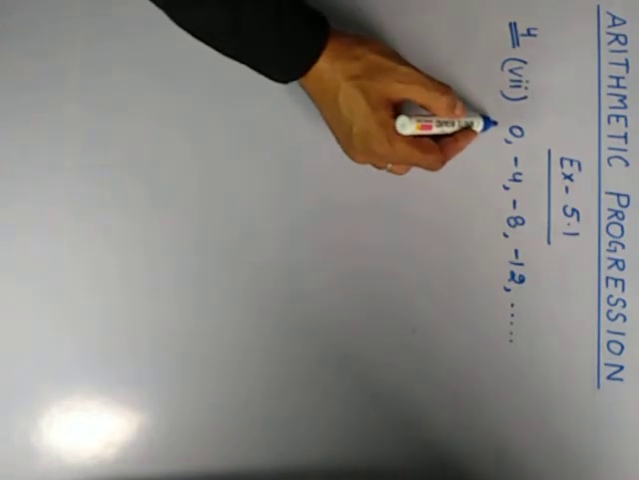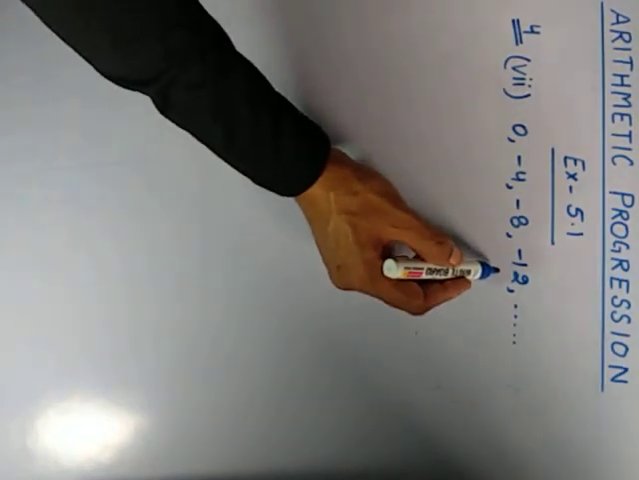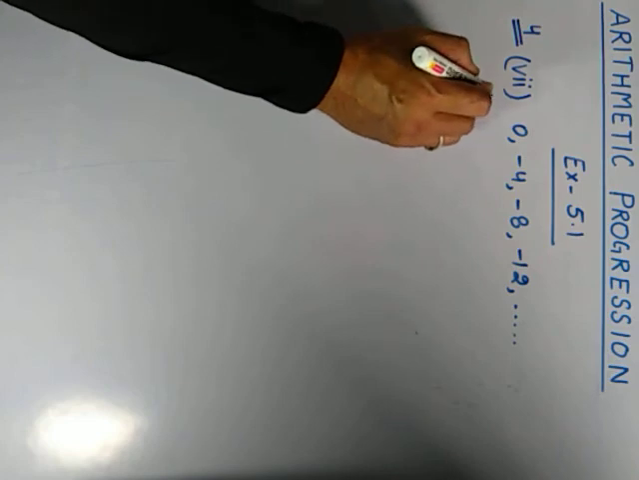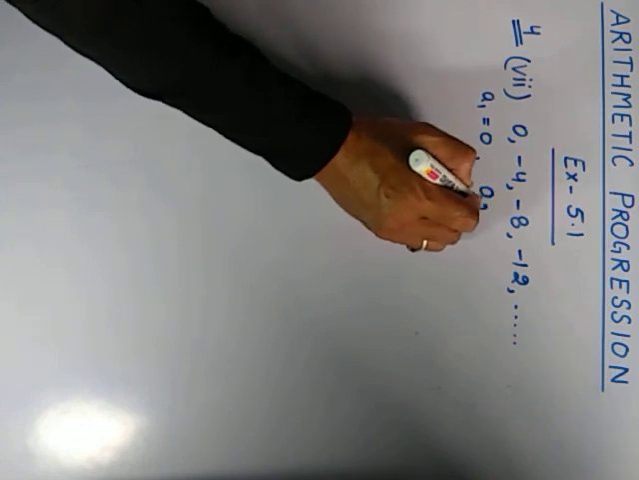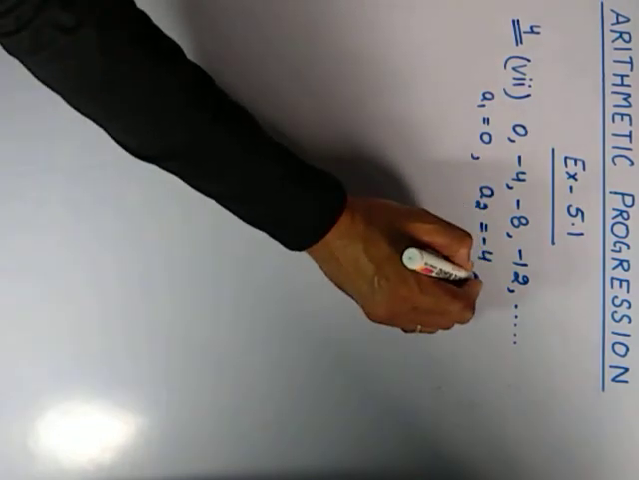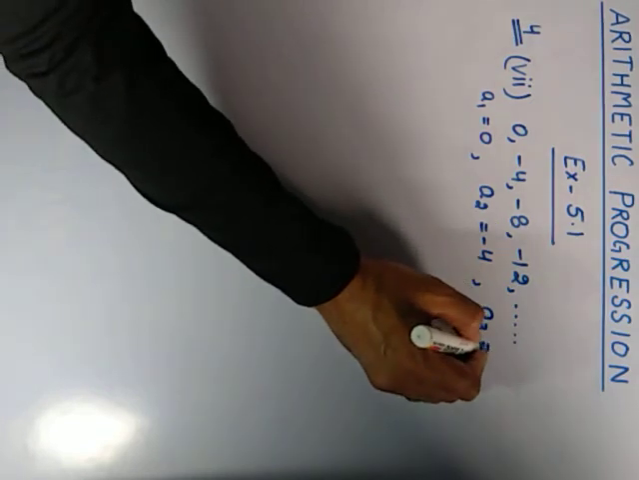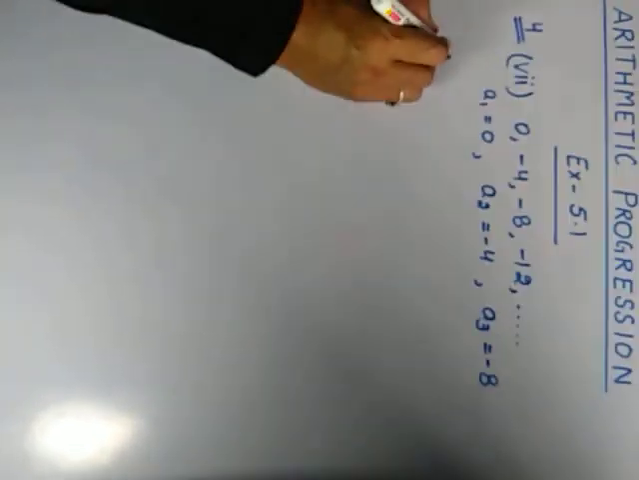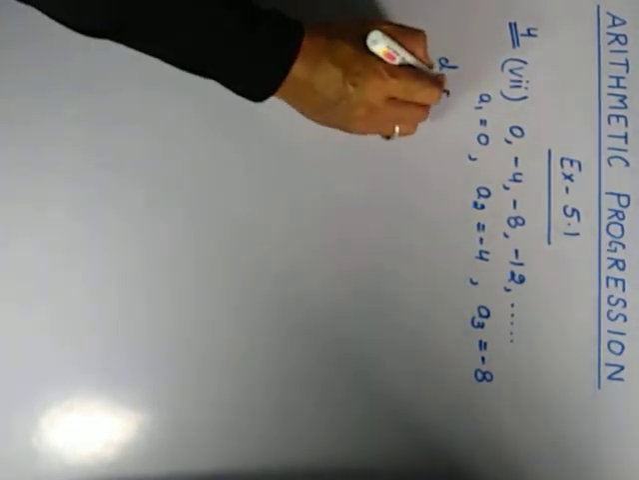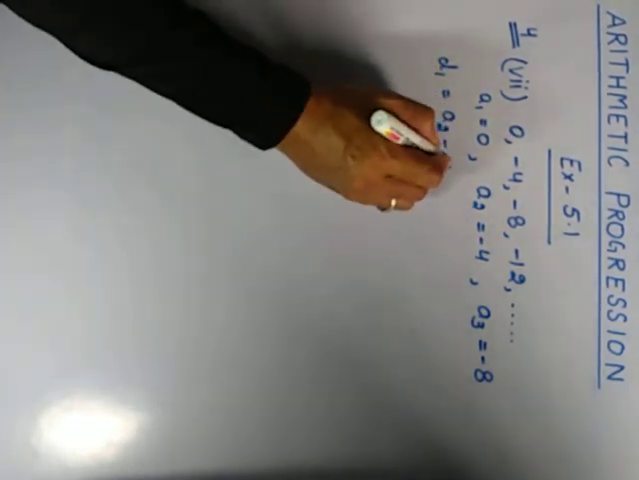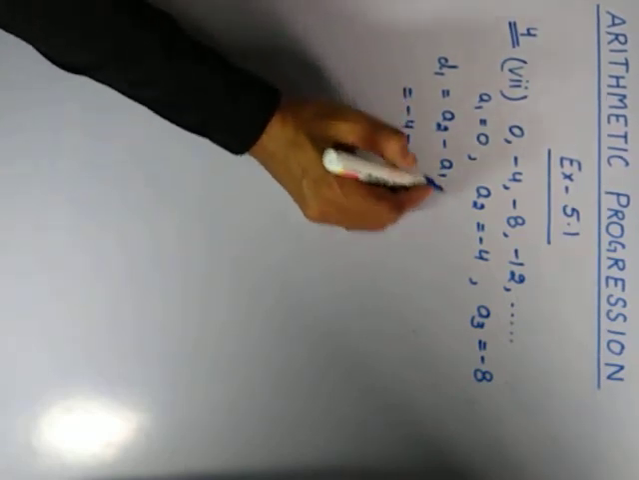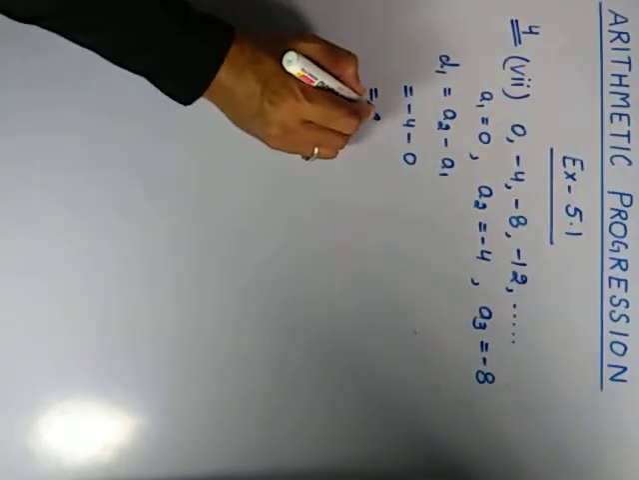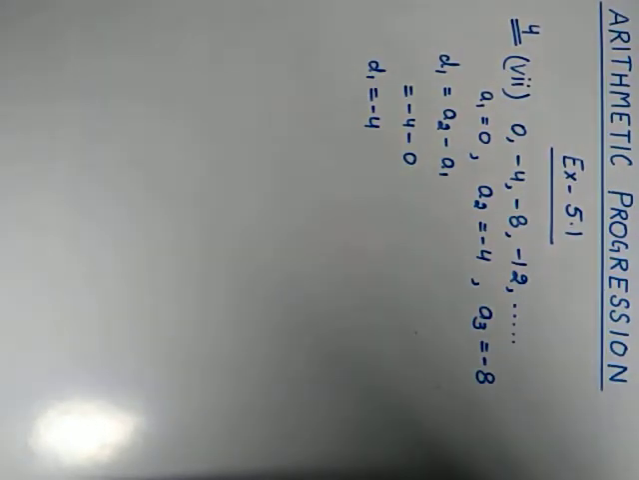Question number 4, seventh part. Sequence is given 0, minus 4, minus 8, minus 12 and so on. Here A1 is 0, A2 that is second term is minus 4, A3 that is third term is minus 8. Now we will calculate D1. So A2 minus A1, which is equal to minus 4 minus 0, second term minus first term. So D1 will be equal to minus 4.